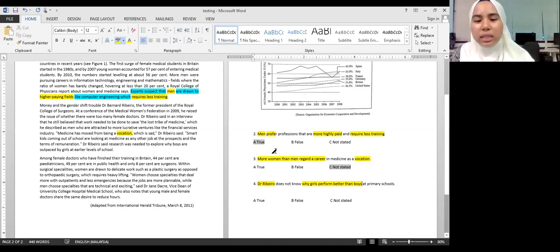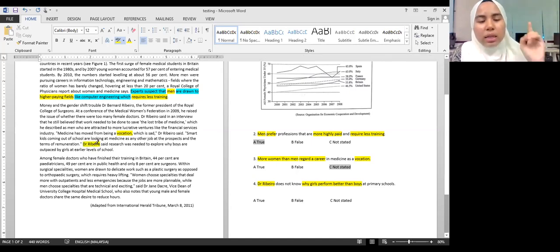So I've highlighted here Dr. Ribeiro. I can find the word Dr. Ribeiro in the second paragraph, so I'm going to highlight Dr. Ribeiro as well. The sentence in the text mentions that Dr. Ribeiro said research was needed to explore why boys are outpaced by girls at earlier levels of school.